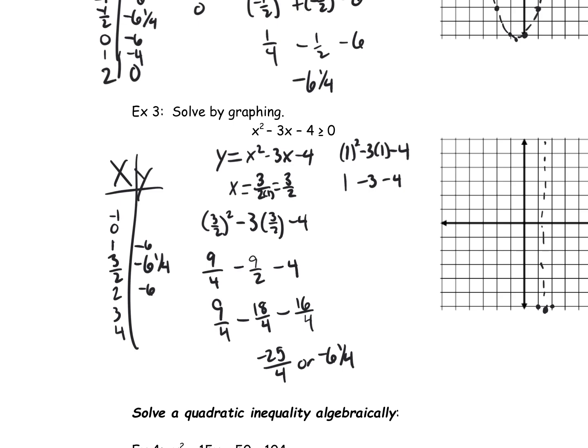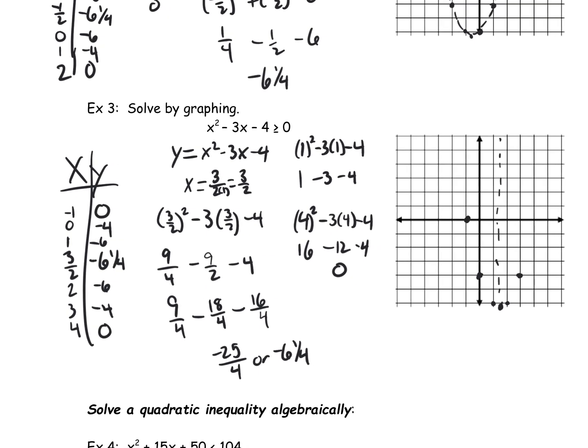Next we have 0. Well, 0 is our y-intercept, so that's -4. So that mirrors there to -4. So 0, -4, and 3, -4. And then the next point we have is 4. So 4 squared minus 3 times 4 minus 4. 4 squared is 16, minus 12, minus 4. 16 minus 12 is 4. 4 minus 4 is 0. So there we have our zeros, -1 and 4.